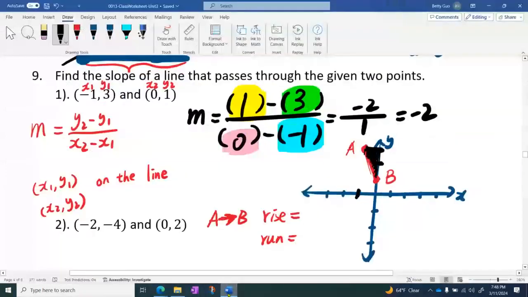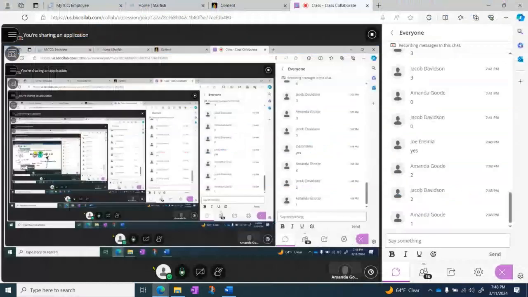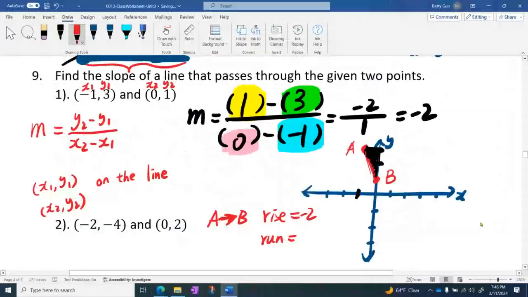Awesome. Since it goes down 2 units, the rise is -2. Negative. And then run horizontally from A to B. You go to the right, not to the left. How many units? +1, because you go to the right 1 unit. And rise over run: -2 over 1 is -2. So the slope is -2. Two different methods to find the slope.